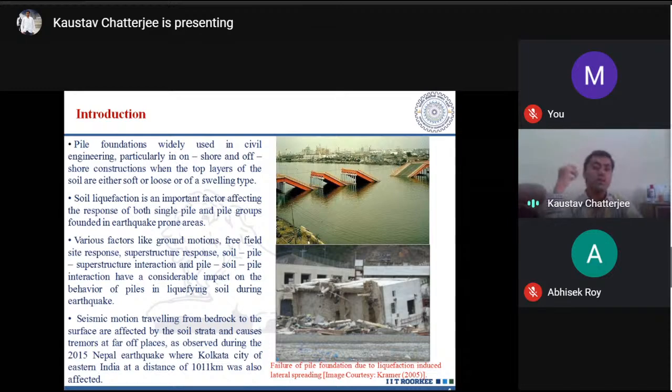Now, coming to a brief introduction, what are pile foundations? It is something always known to us that generally it's a type of deep foundation that we use in onshore and also in offshore constructions when the topsoil layers are either soft or loose and of a swelling type and do not have adequate bearing capacity. Okay, and we have to transmit the load to deeper soil layers where the bearing capacity is sufficiently high, and in those cases we go for pile foundations.